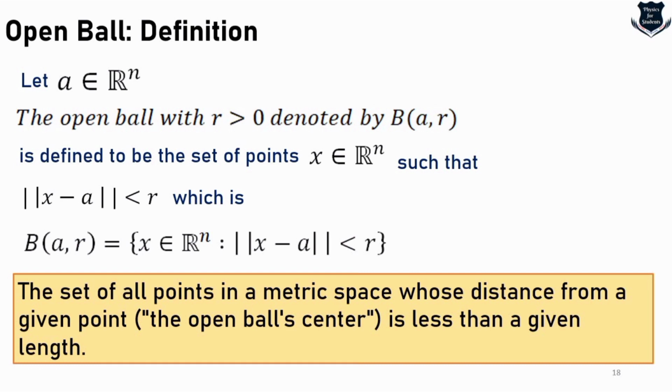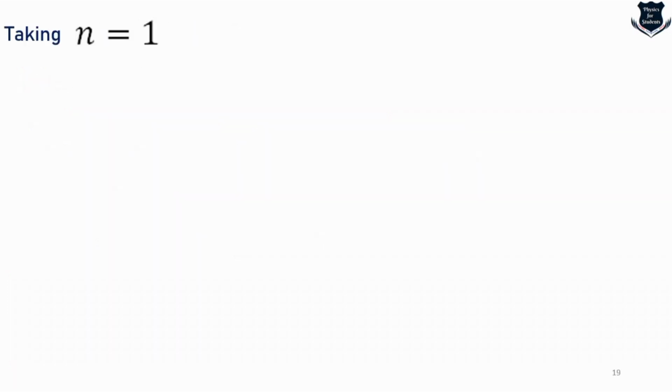Anything which has less than a given length is what is called an open ball. In n dimensions, it can be called a hyperball or n-ball. Once we have defined the open ball, we are going to take the calculations forward with n equals 1.